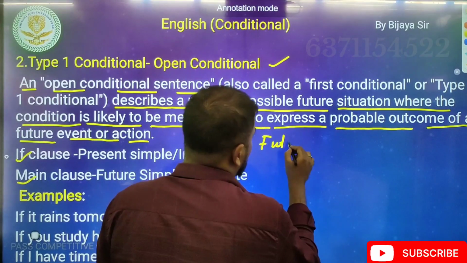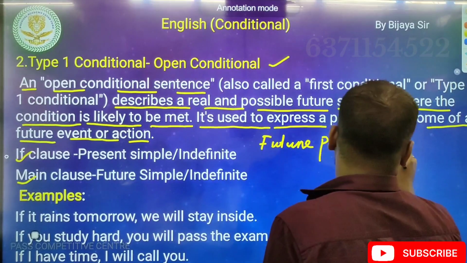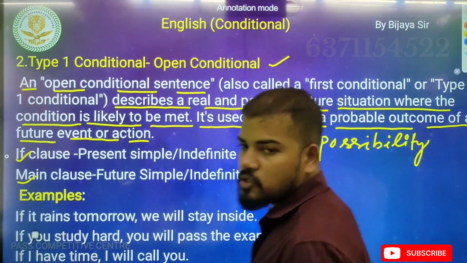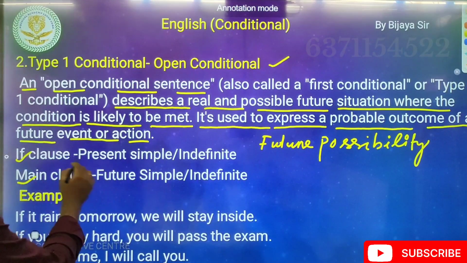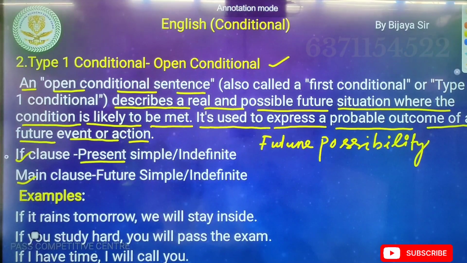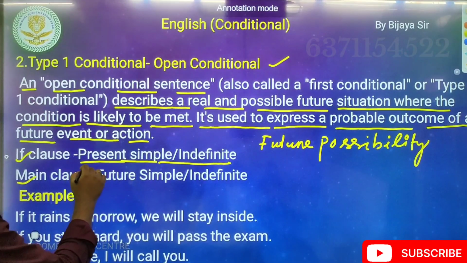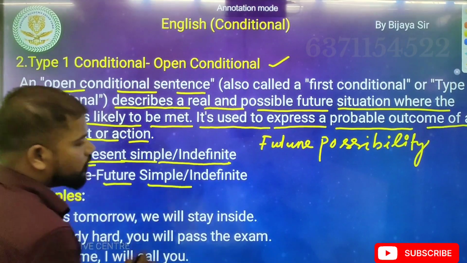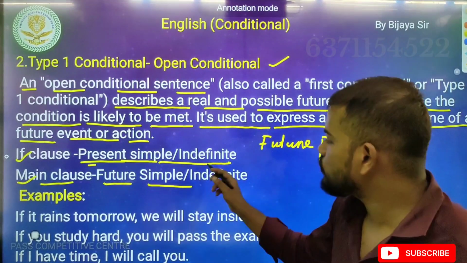There are future possibilities, dear students. Future possibility: the if clause is in present simple, and the structure for first type conditional is that the if clause will be present simple and the main clause will be future simple.